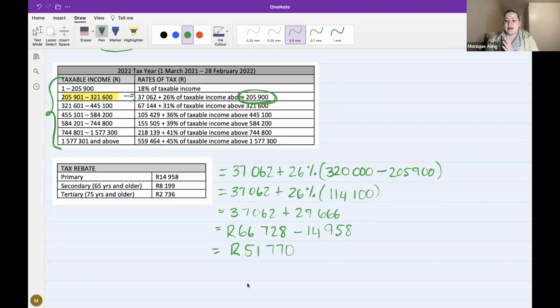Bontle, there will be some with medical aid. It's not that common, but yeah, we are going to practice one.